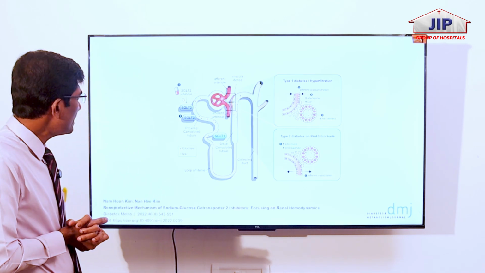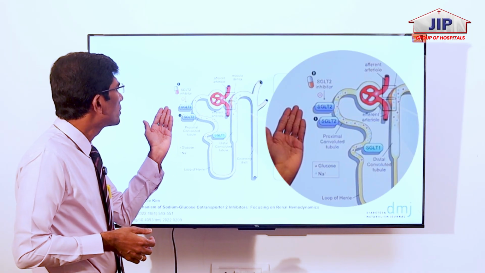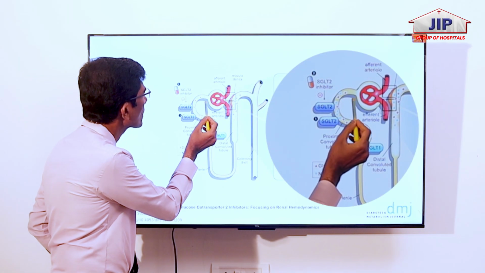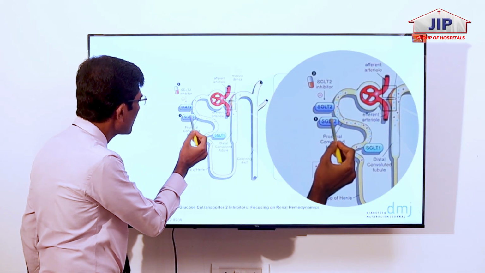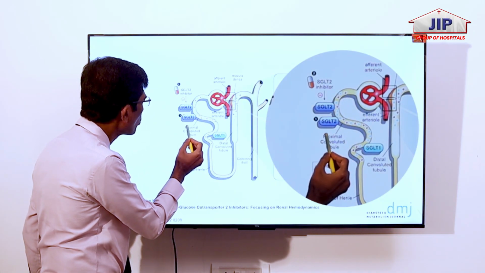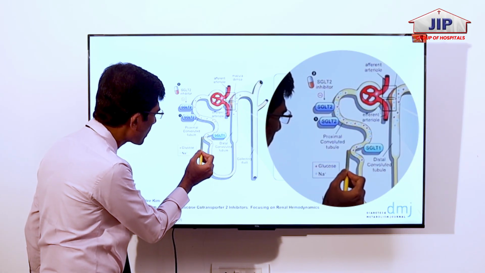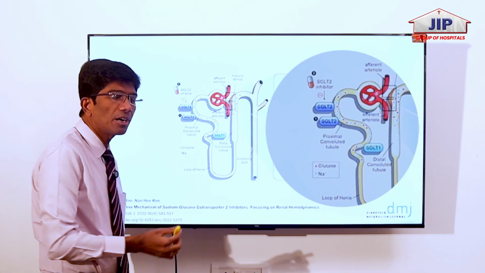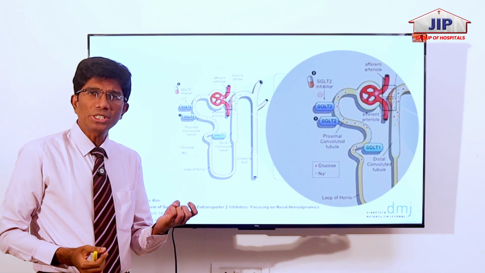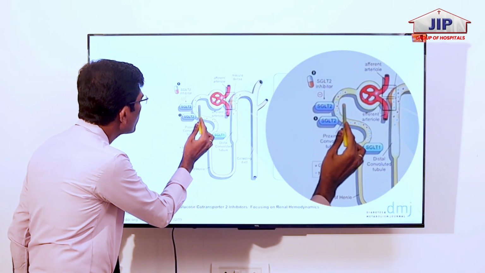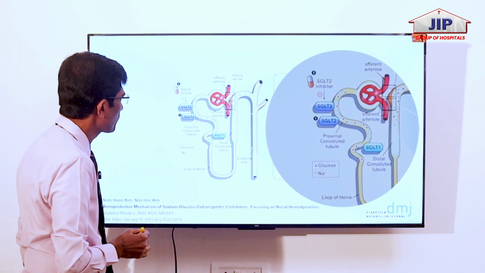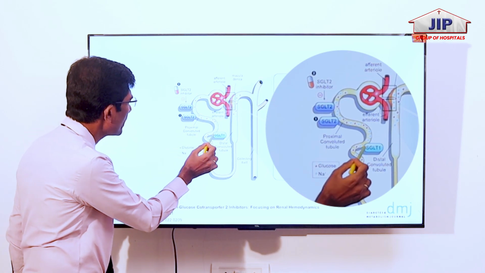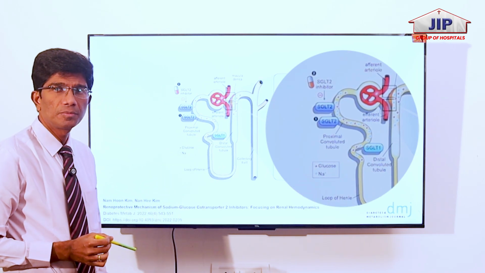In the kidneys, sodium glucose 2 cotransporters are present in the proximal part of the PCT. On the other hand, sodium glucose 1 cotransporter is present in the distal part of the proximal tubules. Please remember that 90% of our filtered glucose is absorbed by the sodium glucose 2 cotransporter. Only 3 to 10% of the glucose is absorbed by the sodium glucose 1 cotransporter.